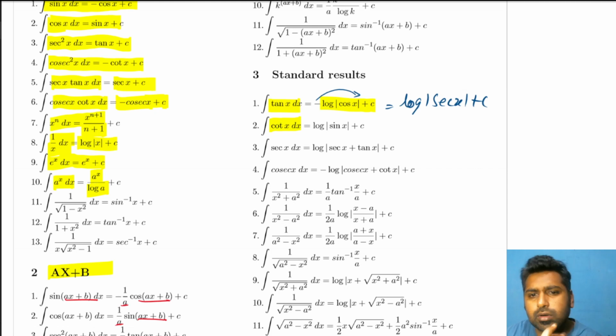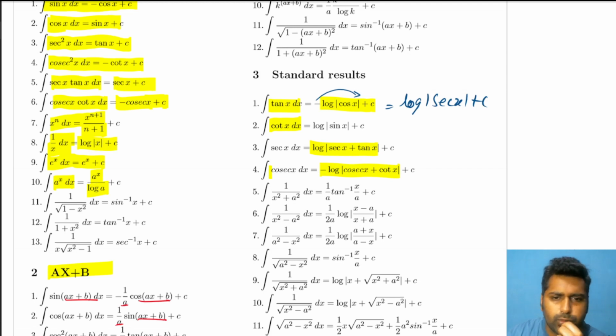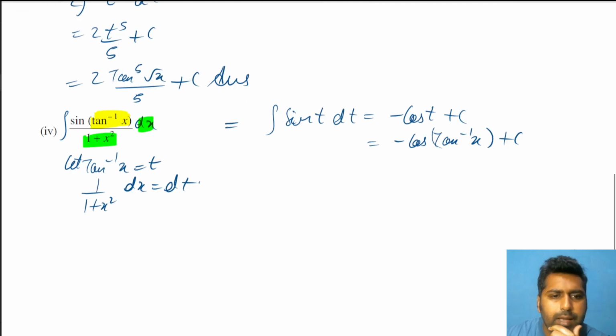Integration of tan x, you have to learn that. Minus log cos x, integration of cot, log sin x, integration of sec, log sec x plus tan x, integration of cosec is minus log cosec plus cot. Okay, these 4 results are based on substitution. I'll give you one idea to how to get these results. Okay, and show you the application of substitution.